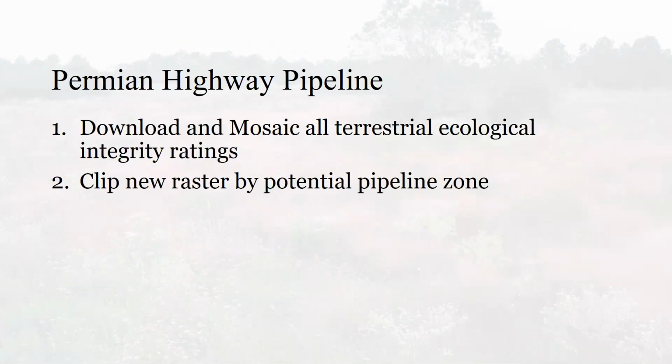So again, we download in Mosaic the relevant rasters. In this case, it's the terrestrial ecological integrity rating. So those are separate again for each habitat. So we download each raster pack and then use Mosaic to new raster to create a new raster that combines them all using that maximum operator again. And then we clip that raster by the potential pipeline zone because that's all we're really interested in.